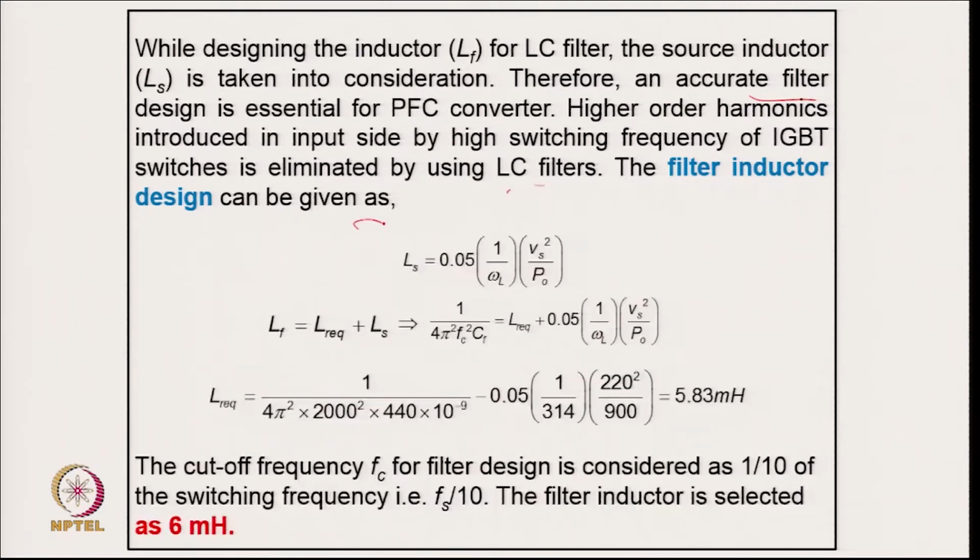So, the filter inductor design is given here from this relation: the RMS voltage divided by power, which is equivalent to a kind of resistance, and then this is typically the frequency for the corresponding case. Putting in the values for this inductor, we get the total inductance value 5.83 after the source inductor, and the cutoff frequency of the filter is normally considered 1/10 of the switching frequency. So, the filter inductor is calculated typically on the order of 6 millihenry.